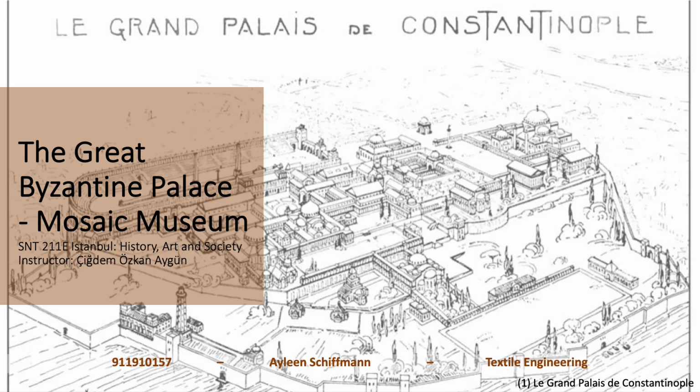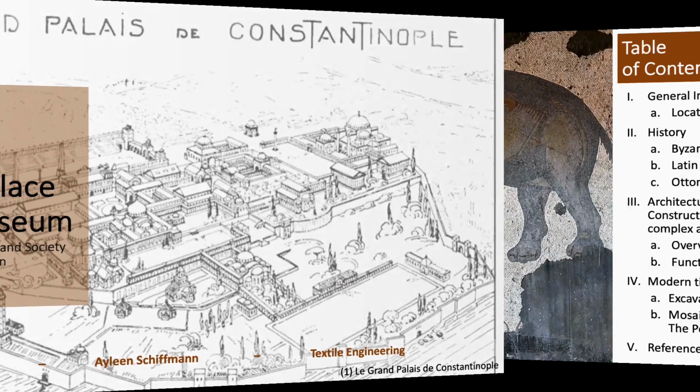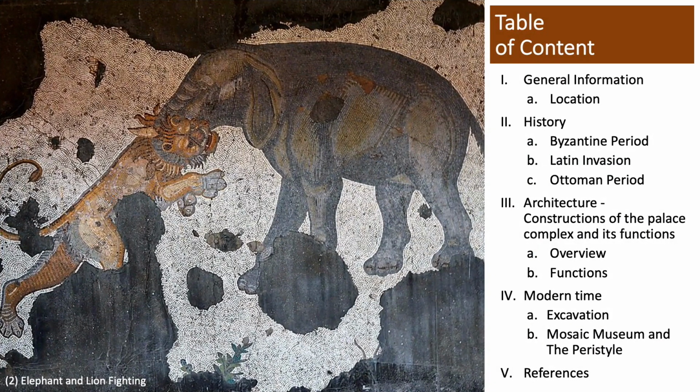The Great Byzantine Palace, today the Mosaic Museum. In this presentation, I will give you some general information on the Great Palace and its history during the Byzantine period, the Latin invasion, and the Ottoman period. Also, I will tell you about the architecture, what constructions were on the palace site, and what were its functions. After that, I will go on with the modern time, about the excavation, and the Mosaic Museum and the peristyle.